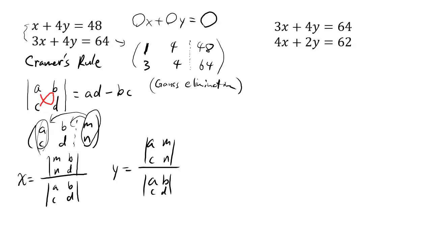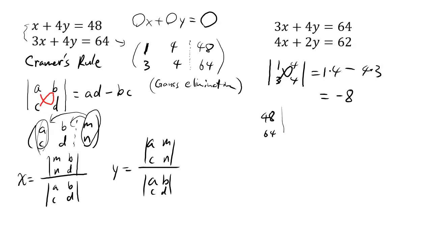So we need the A, B, C, D for both x and y. So let's calculate that first. We'll calculate 1, 4, 3, 4. And this is 1 times 4 minus 4 times 3. So that's 4 minus 12, which is negative 8. Okay. Now for x, you need to replace with 48, 64 the first one.